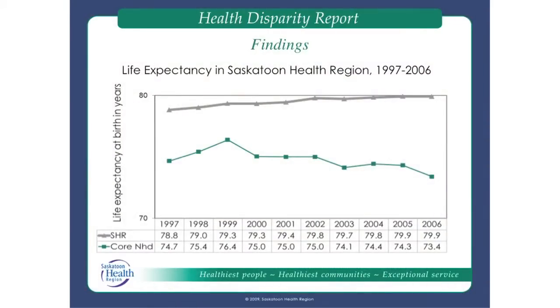So the original health disparity report looked at life expectancy, and anyone who works with data in here, forgive this graph because the x-axis should not start at 70. So just so you can see that it looks really stark. The finding is stark when you look at, for instance, in 2006, life expectancy for SHR was 79.9, but for core neighborhoods it was 73.4, which is a significant difference.